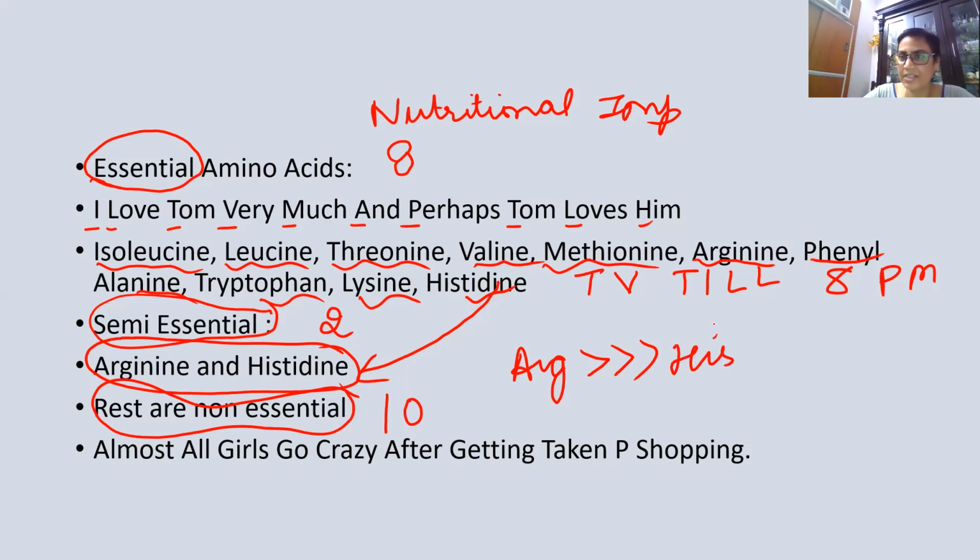And the rest are non-essential. So obviously, if you remember the essential and semi-essential ones, if the question comes on non-essential, the rest of them are non-essential. So the mnemonic is I love Tom very much, and perhaps Tom loves him. Or TV till 8 p.m. And for semi-essential, it's arginine and histidine. So this is as per their nutritional requirement and as per their choices.